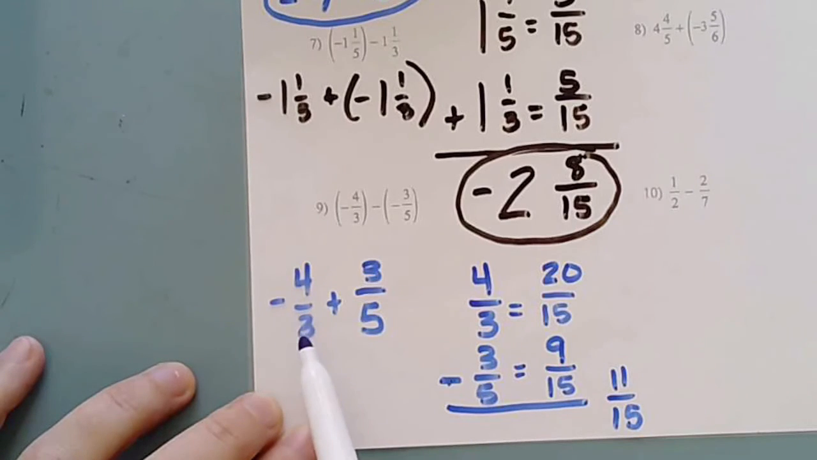Now go back to your problem. What's greater, 4/3 or 3/5? 4/3 is greater because it's greater than 1. It's negative, so my answer has to be negative. So a lot of steps in these.